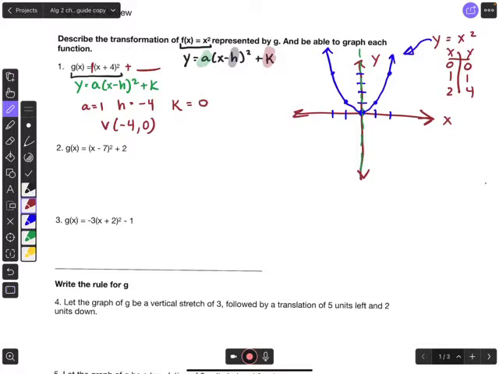This new function, g of x, has a vertex of negative 4 in the x, so I'm going to add a few tick marks, and 0 in the y. Its a value is exactly the same as the parent function. Remember, there's a 1 in front of that x squared.